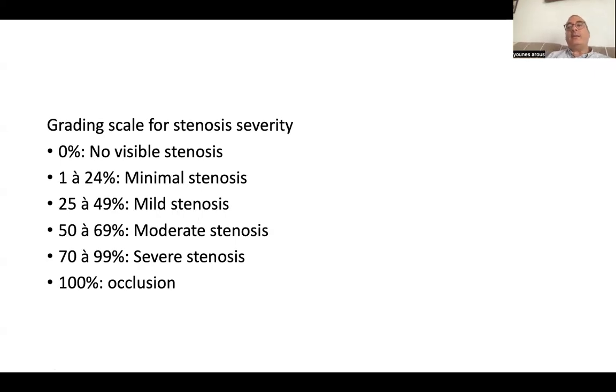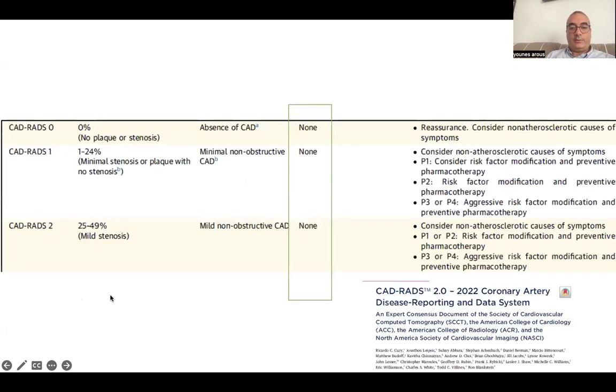And for the CADRATS classification, there is a CADRATS 0 for patients with no visible stenosis, CADRATS 1 for minimal stenosis, CADRATS 2 for mild stenosis, CADRATS 3 for moderate stenosis, CADRATS 4A and 4B for severe stenosis, and CADRATS 5 for occlusion.